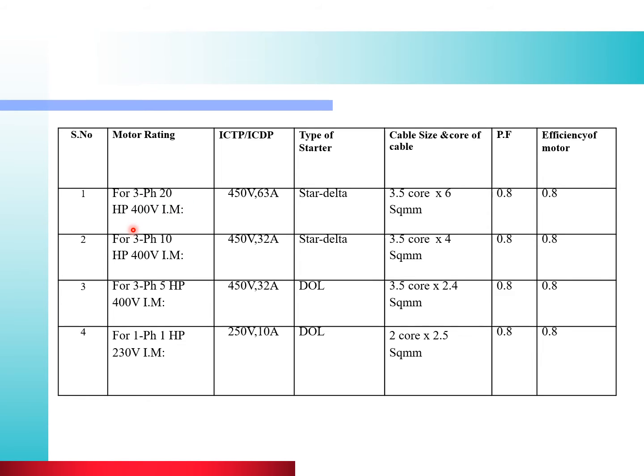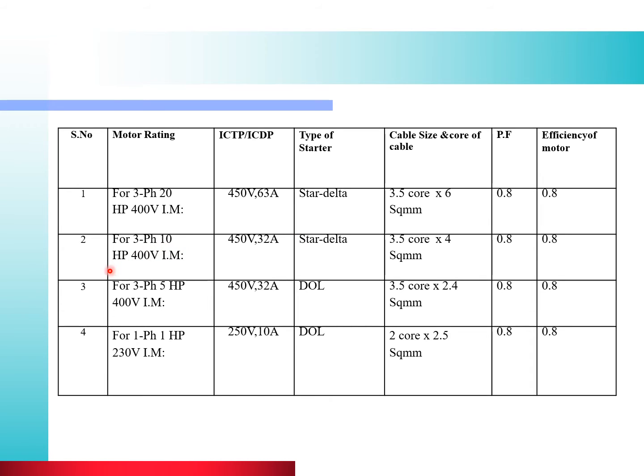For the 3 phase 20 horsepower 400 volt induction motor, the ICDP switch required rating is 450 volt 63 ampere. Type of starter is star delta starter. Cable size is 3.5 core 6 square mm cable. Power factor and efficiency is considered 0.8. Efficiency 0.8 means 80% efficiency.